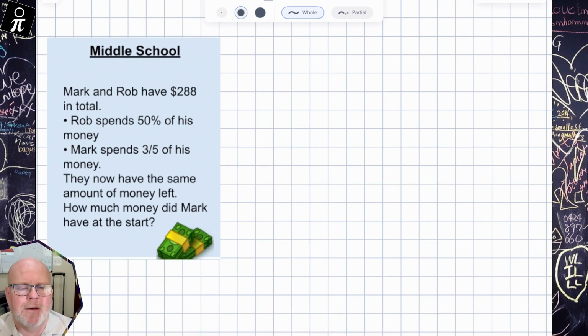Mark and Rob have $288 in total. Rob spends 50% of his money. Mark spends 3/5 of his money. Now they have the same amount of money left. How much money did Mark have at the start?